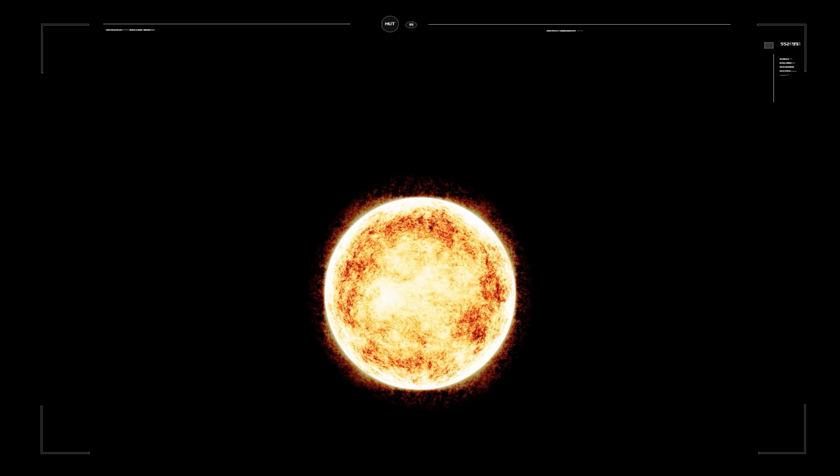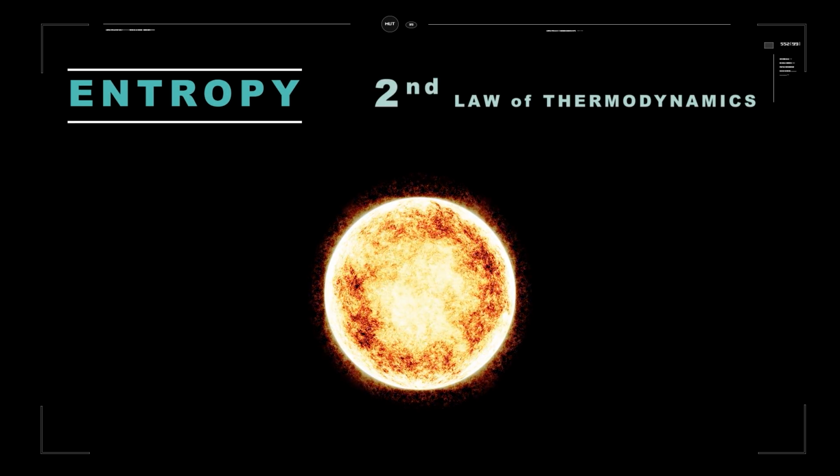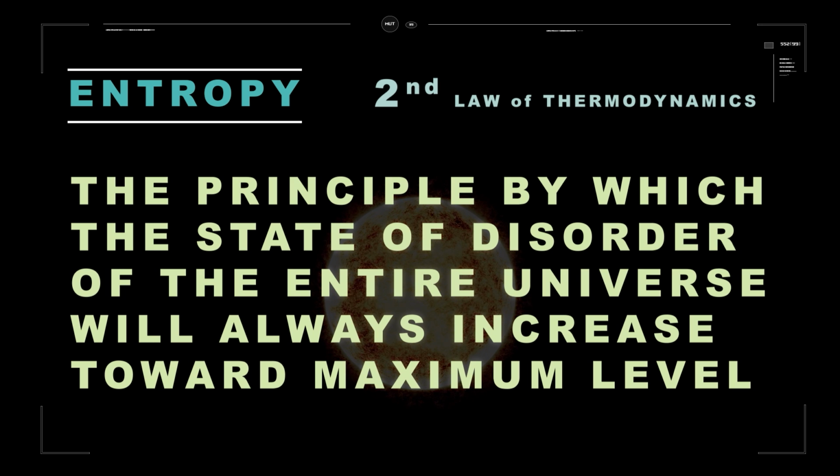Let's now consider the concept of entropy. Entropy is the second law of thermodynamics. It is the principle that systems spontaneously evolve from a state of equilibrium to a disordered one. In nature, we can observe the process of continuous loss of genetic information, a manifestation of entropy.